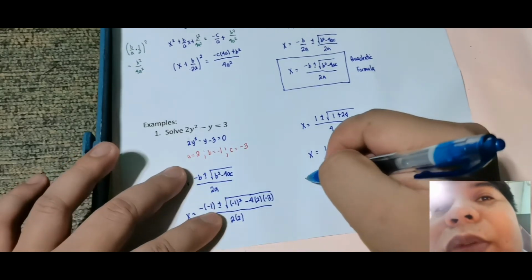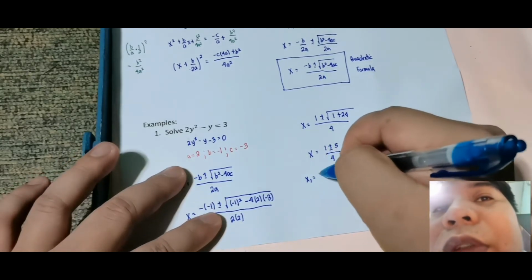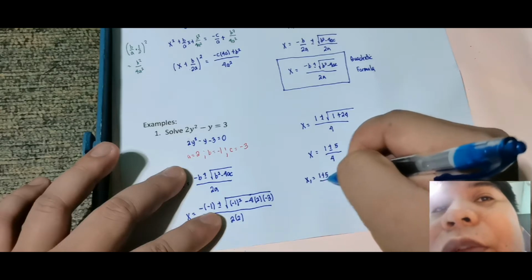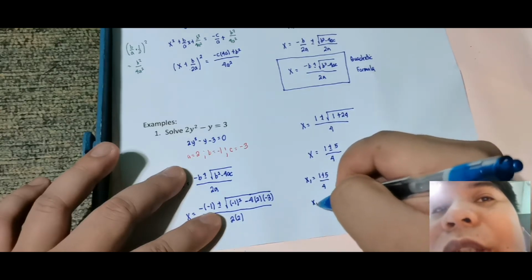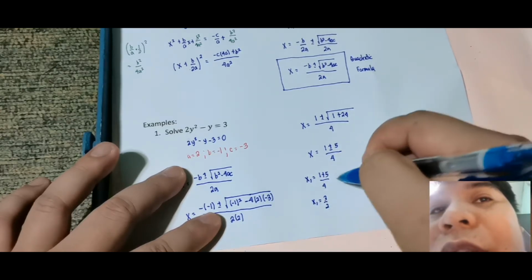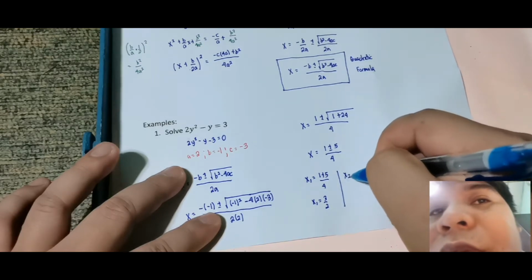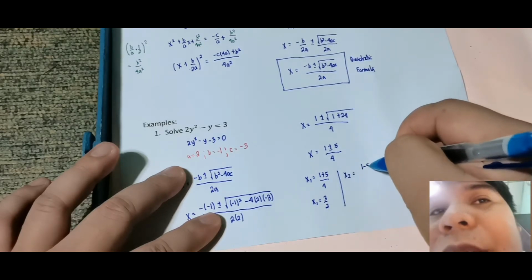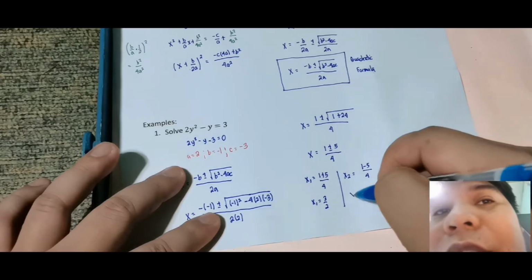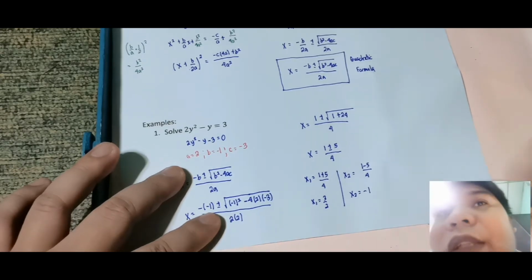So, therefore, what is x sub 1? X sub 1 is equal to 1 plus 5 over 4. So, x sub 1 is equal to 3 over 2. Next is x sub 2. This is 1 minus 5 over 4. So, x sub 2 is equal to negative 1.